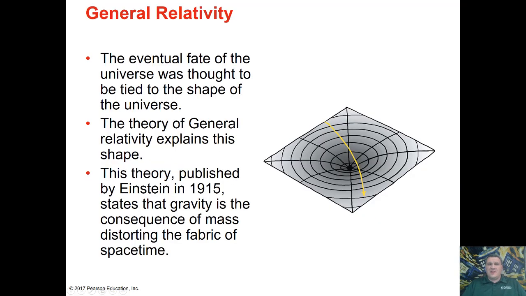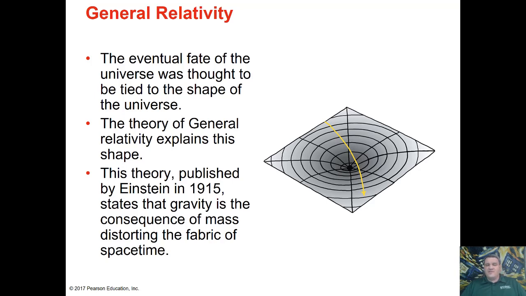Before we can continue talking about the universe itself, we actually need to delve a little bit more into physics, specifically what is known as the general theory of relativity. So the eventual fate of the universe itself is going to be tied to the shape of the universe. I realize shape of the universe doesn't make sense yet, but let's talk a little bit about general relativity.